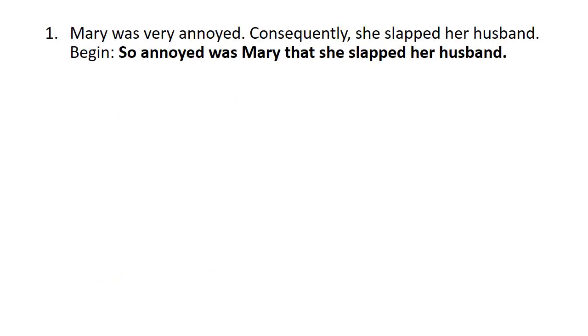Examples. Mary was very annoyed. Consequently, she slapped her husband. Begin with "so". So you have to look for the adjective. The adjective is annoyed. After the adjective, there should be is, was, or are. So annoyed was Mary that she slapped her husband. Okay? So annoyed was Mary that she slapped her husband.